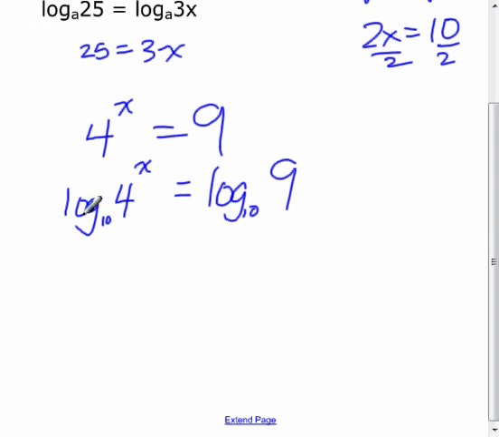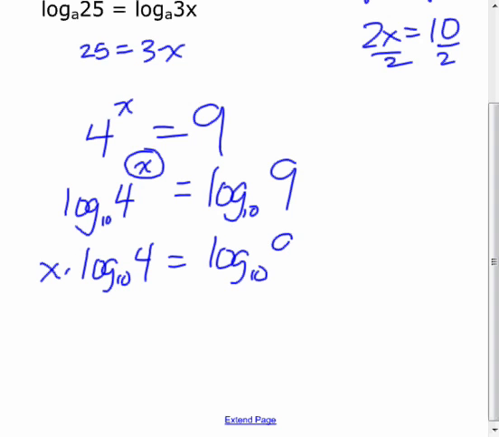Now you're probably wondering, well, why in the world would you throw logs into an equation that doesn't look too bad? Well, I do that because now look where my x is. It's in the exponent. And remember that old power rule? I can bring that x out front. Now it's x times log base 10 of 4 is equal to log base 10 of 9. X now is no longer an exponent, it's out front. It's where I can get at it.